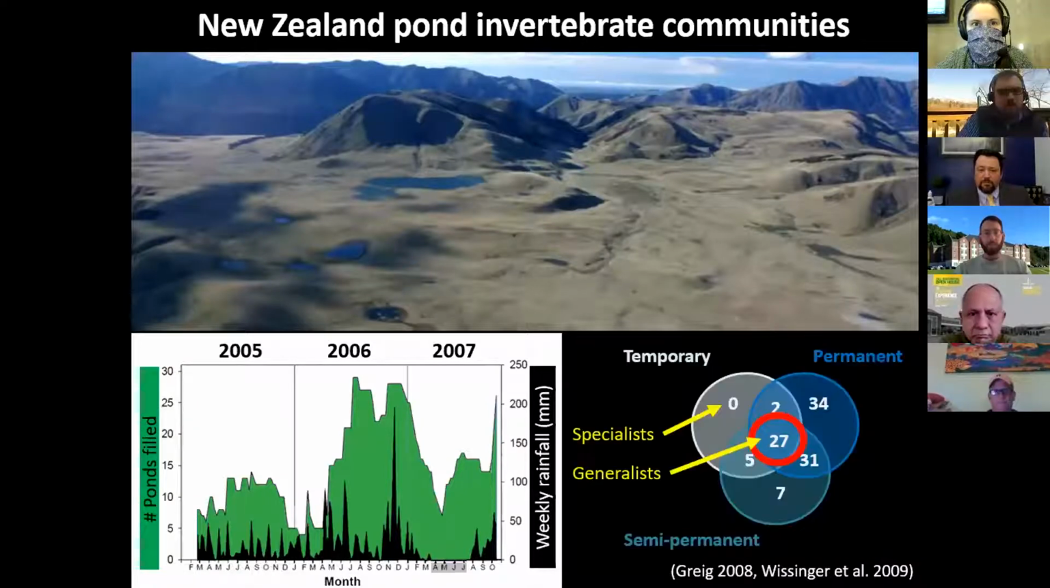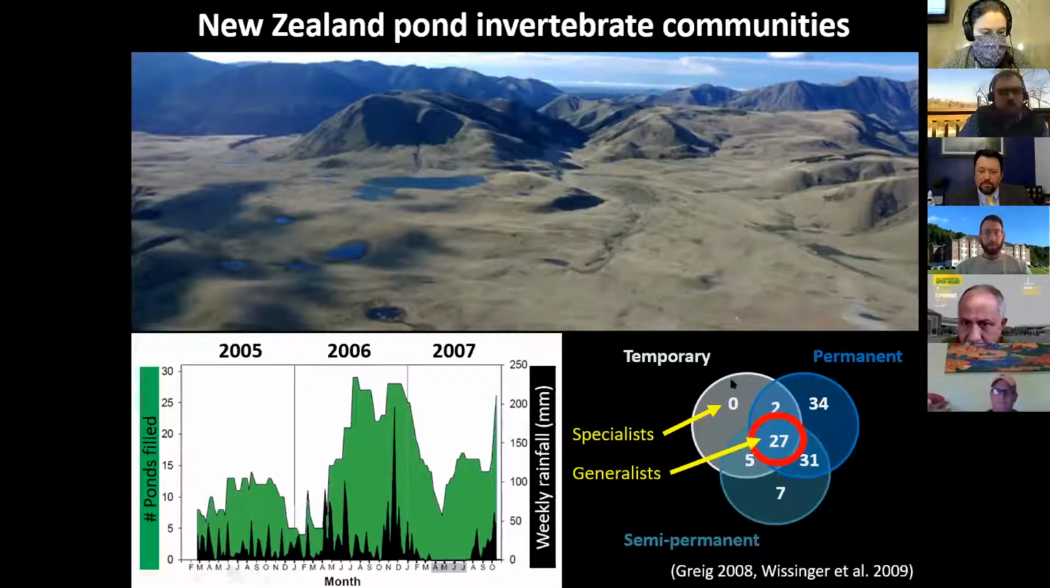And he made this connection with this really dynamic hydrology across ponds, and he found that if you looked at the freshwater invertebrate communities, there was a higher number of generalists than what he was seeing in places like Colorado.